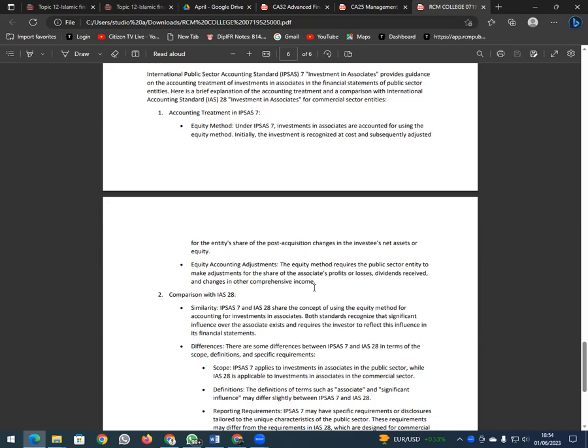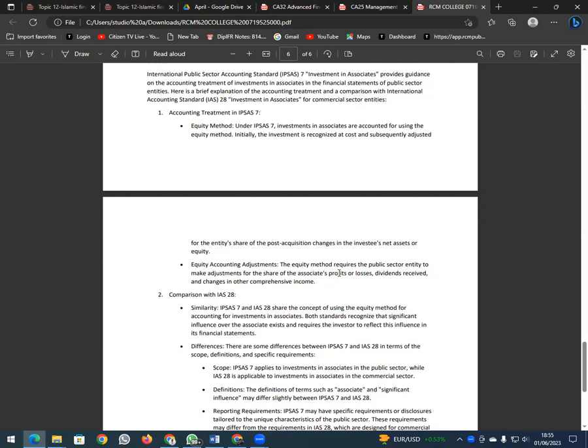So basically, to be very clear on this, it should be for the share of the associates' surpluses or deficits. I don't like this answer because it misses a key thing here. It should be on the associates' surpluses or what, somebody? Deficits, because that's the language that IPSAS uses. Dividends received and any changes in other comprehensive incomes.